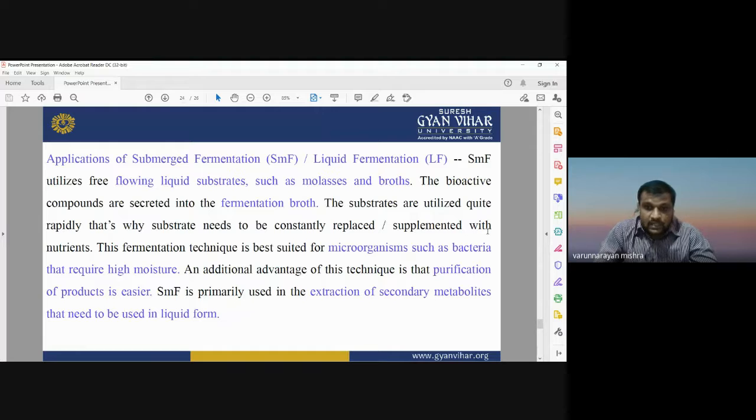The substrates are utilized quite rapidly. That's why the substrate needs to be constantly replaced and supplemented with nutrients. This technique is best suited for microorganisms such as bacteria that require high moisture content. And one additional advantage of the SMF technique is that the purification of the product is very easy. It is primarily used in the extraction of secondary metabolites that need to be used in liquid form.